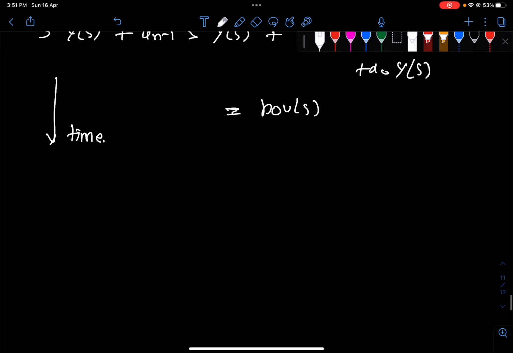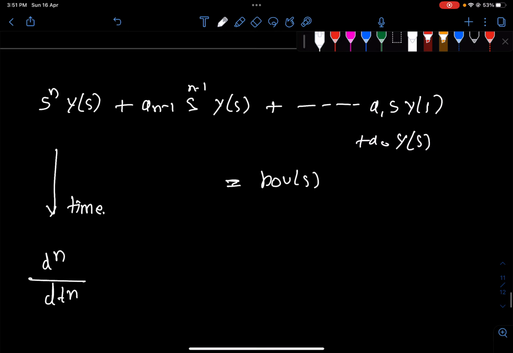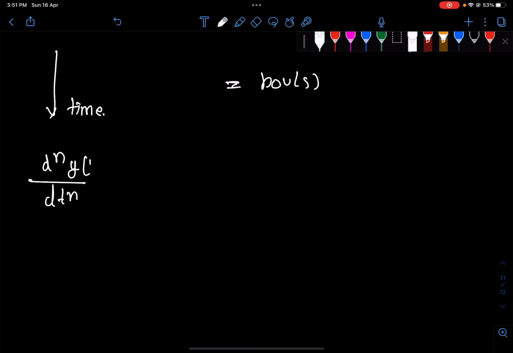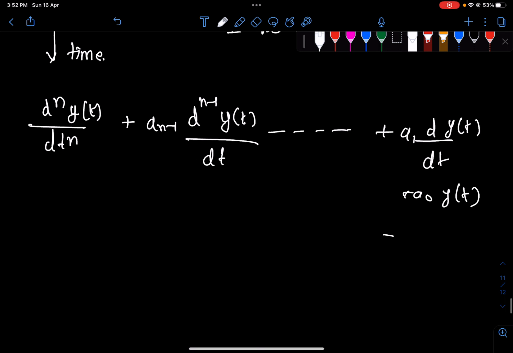The time domain. So it will be the nth derivative of y of t, right? And the n minus 1 derivative of y of t by dt. It goes like this, and a1 d by dt of y of t plus a0 y of t equal to b0 u of t. Right, this was our time domain. From Laplace, we mapped it to the time domain by inverse Laplace.